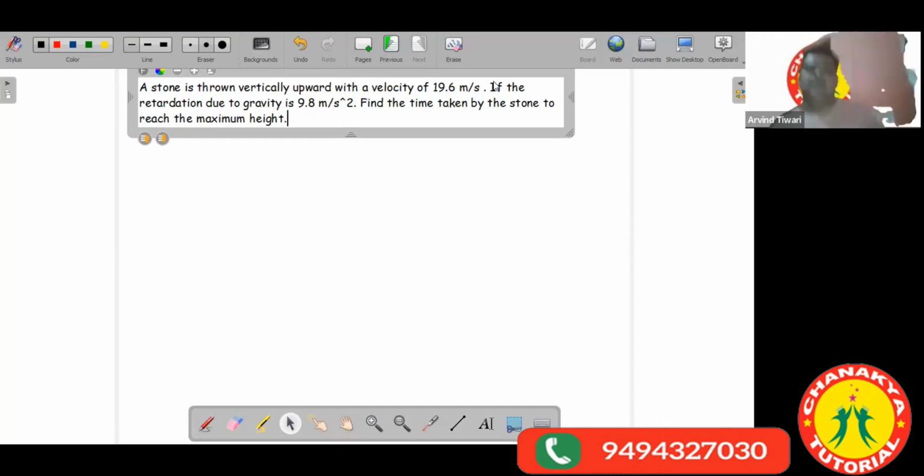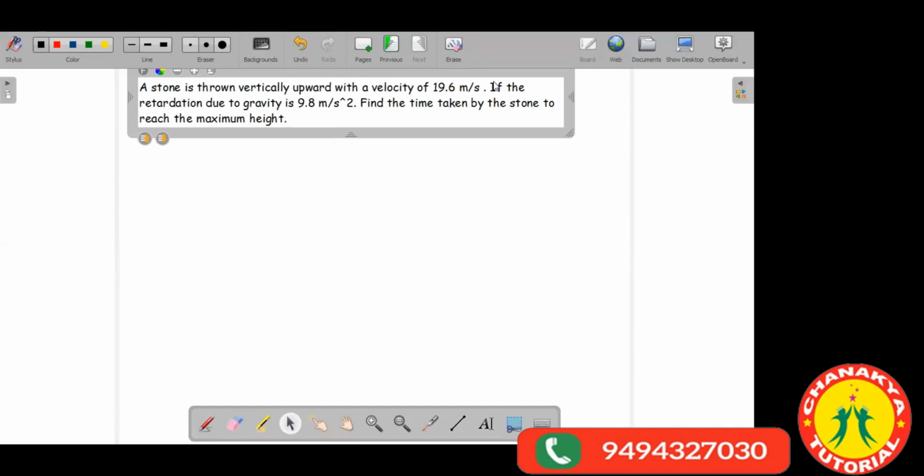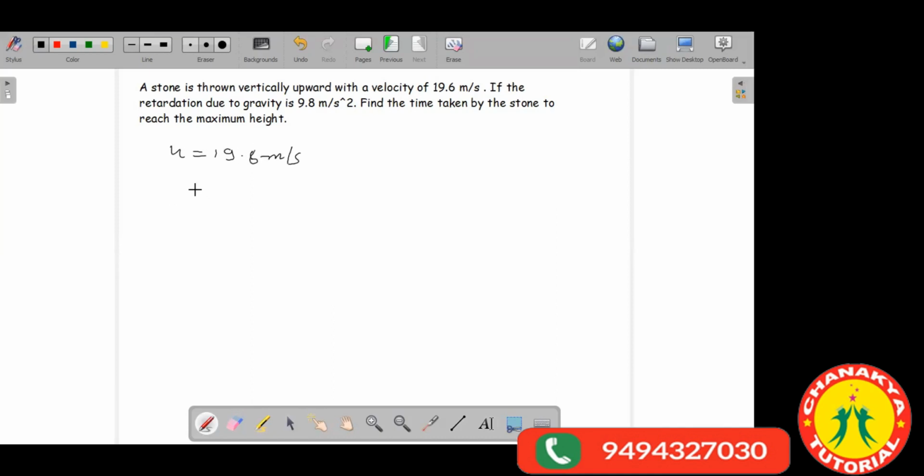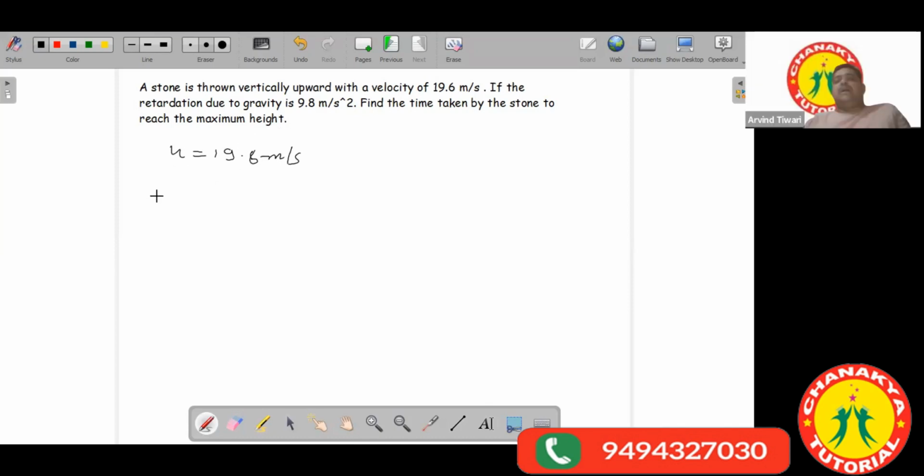See here, the question is pretty clear. You are given all the values. You are given the initial velocity. So what is the initial velocity we have? 19.6. So write here our initial velocity u as 19.6 meter per second. And what is the acceleration? 9.8 meter per second square. We will be taking this acceleration as minus 9.8 meter per second square.